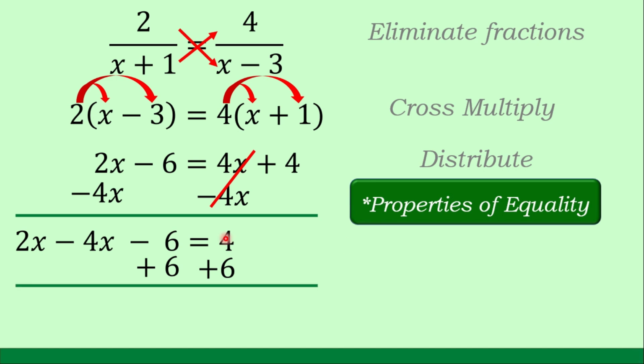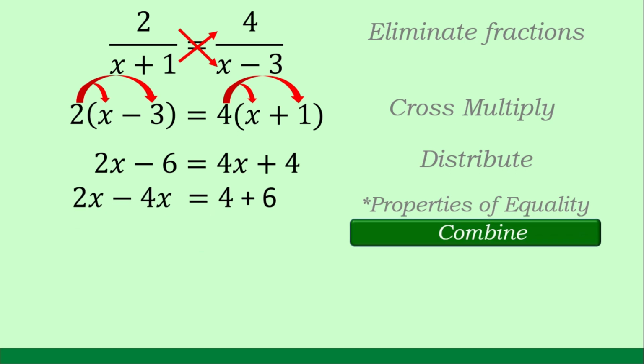So we have negative 6 plus 6 will be canceled out because that will give us a 0. And we have here 4 plus 6. Now our main objective is just to transfer, right? We did not operate yet, like this one. We did not do something about that one yet. So I just copied here 2x minus 4x is equal to 4 plus 6. Let's make use of that and proceed to the next step.